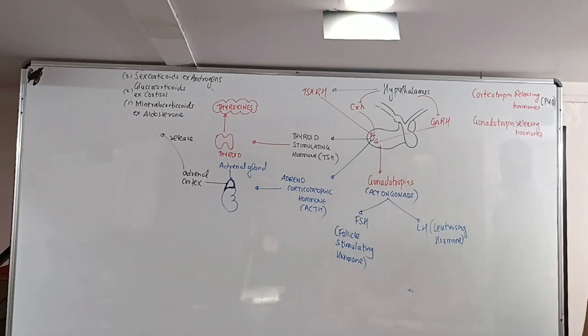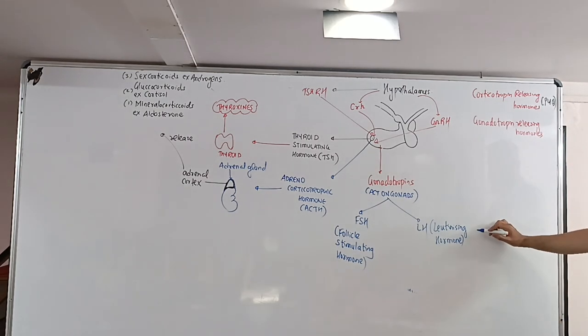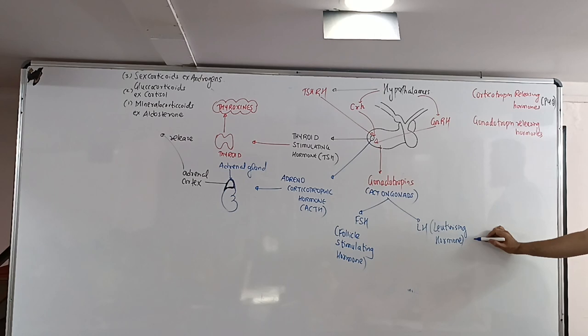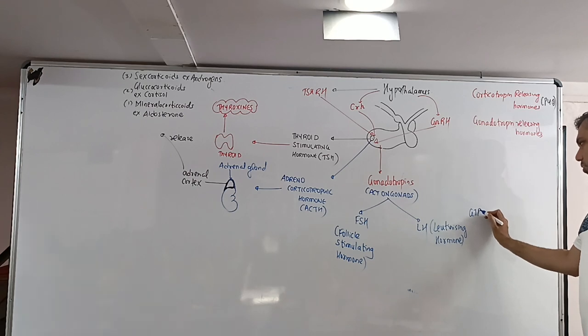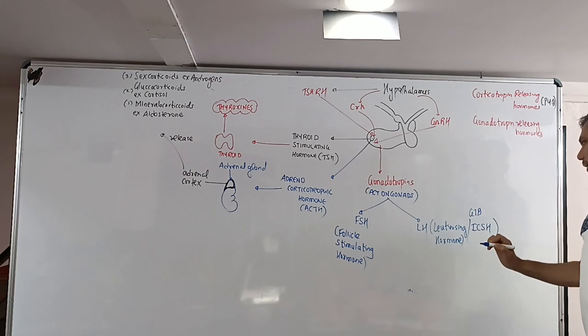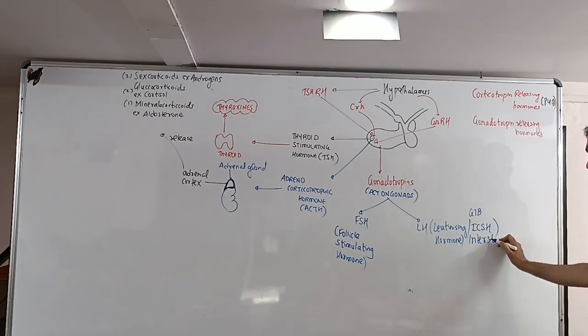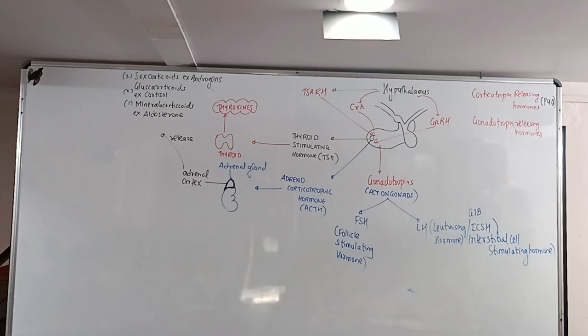Okay, so what are the two hormones here? FSH, that is follicle stimulating hormone, and LH, that is luteinizing hormone. According to the government textbook, luteinizing hormone in males is also called ICSH. What is its name? ICSH, that is interstitial cell stimulating hormone. Learn the names first. I'm going to ask you now.